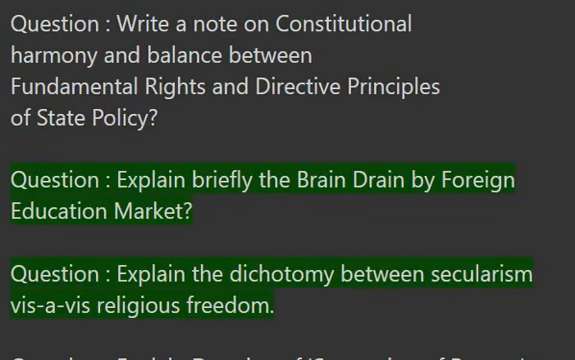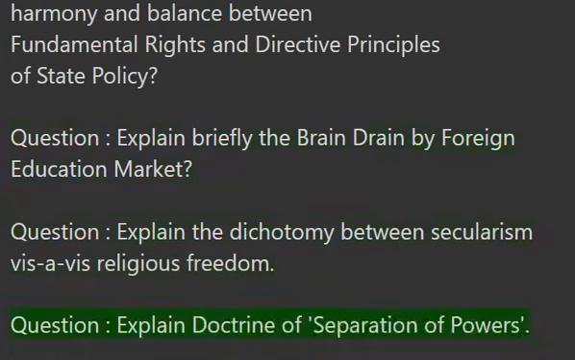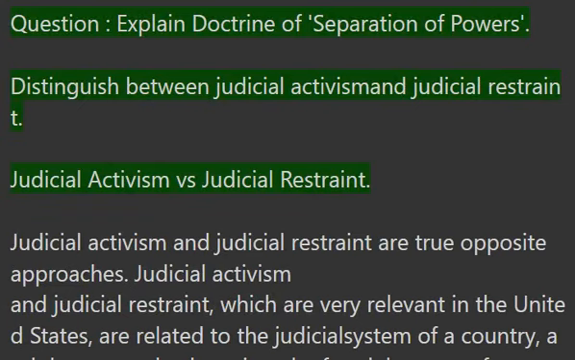Question: Explain briefly the brain drain by foreign education market. Question: Explain the dichotomy between secularism vis-a-vis religious freedom. Question: Explain doctrine of separation of powers.